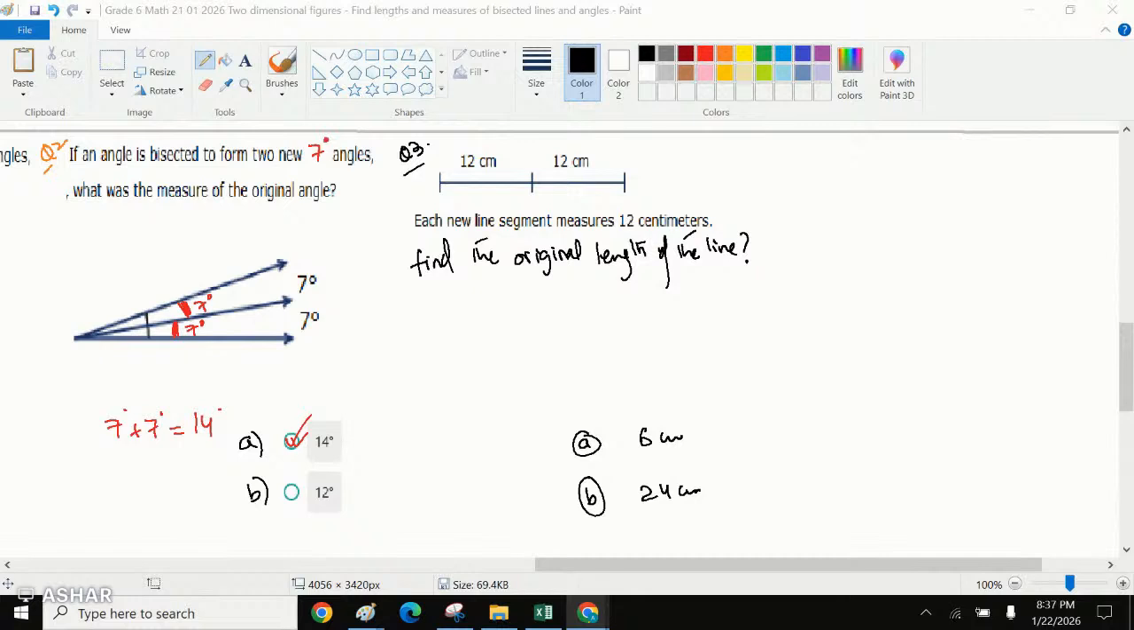I would say 6 would be correct, right? Option A or option B? Yes, thank you. Because the smaller segments were 12 centimeter each, then the total length would be 12 plus 12. Thank you. That would be 24, and the unit was centimeters. 24 is the correct answer for this.